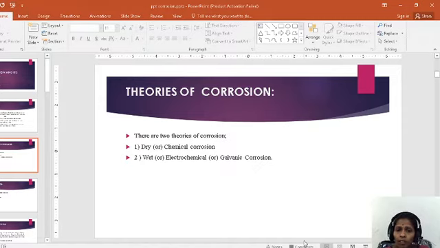So it depends on the atmosphere. There are two theories of corrosion. One is the dry theory of corrosion and another one is the wet theory of corrosion. The dry theory is also called chemical corrosion, and the wet theory is also called electrochemical corrosion, or galvanic corrosion. Let us see one by one what dry corrosion is and how it takes place, and what wet corrosion is and how it takes place.